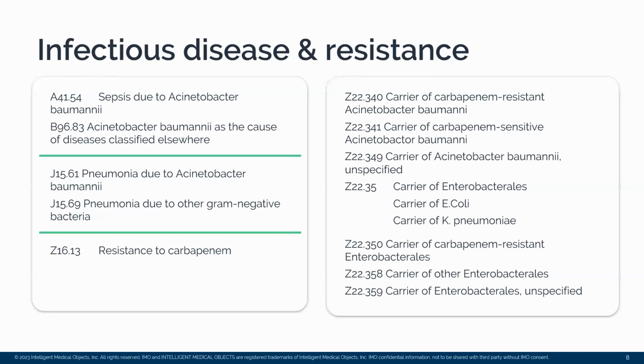We also have a new code in the respiratory chapter where J1561 represents pneumonia, and then they rounded out that category so we can capture other gram-negative bacteria pneumonias. We have a new code for resistance to carbapenem, and then you can see several new codes on the right-hand side of your screen to capture a variety of carrier states for carrier of carbapenem-resistant or sensitive Acinetobacter baumannii. And then they added Z2235 to capture whether patients are carriers of Enterobacterales, which includes both E. coli and Klebsiella pneumoniae, and then specifies whether they're carbapenem resistant or not.